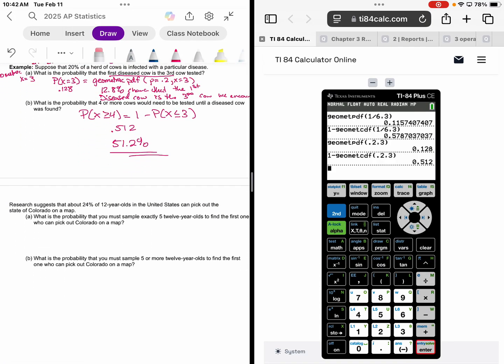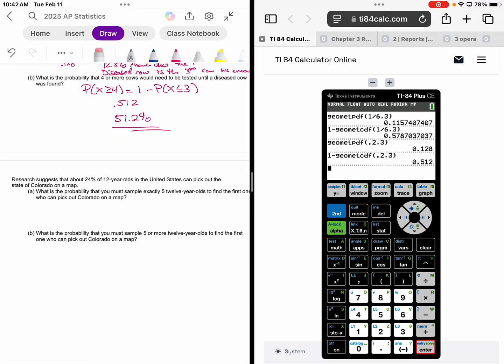Almost done. Last problem here. Research suggests that about 24% of the 12-year-olds in the United States can pick out the state of Colorado on a map.